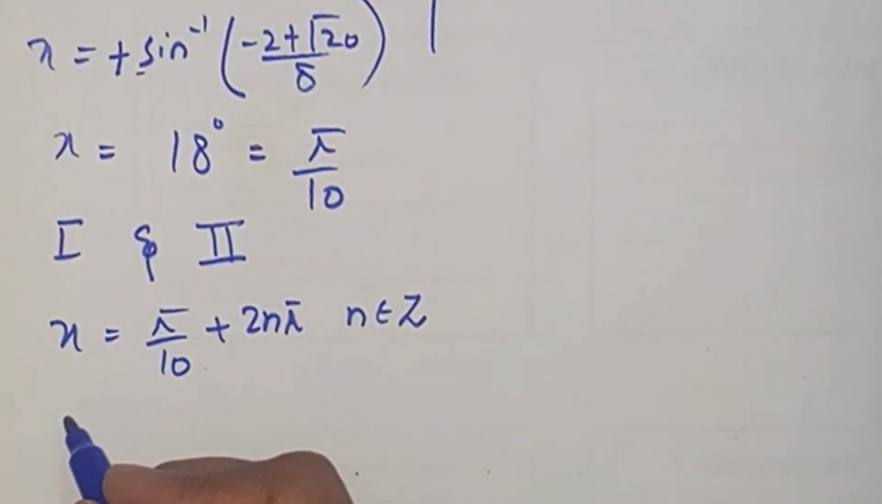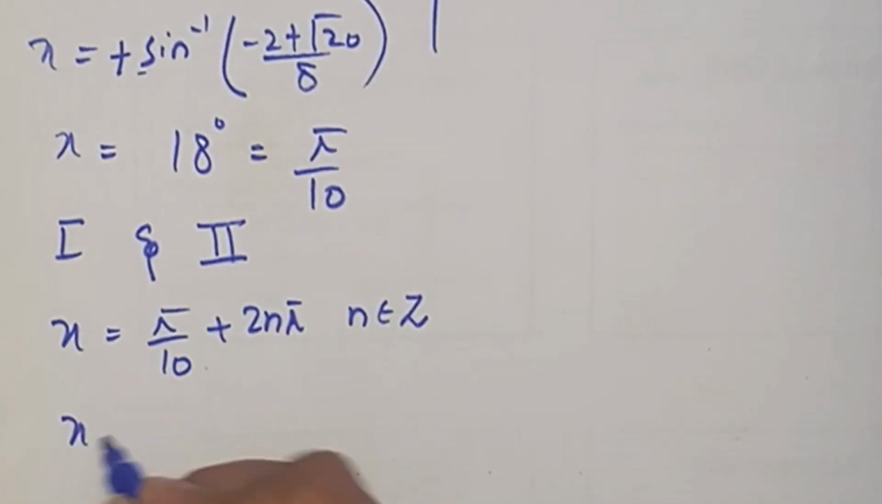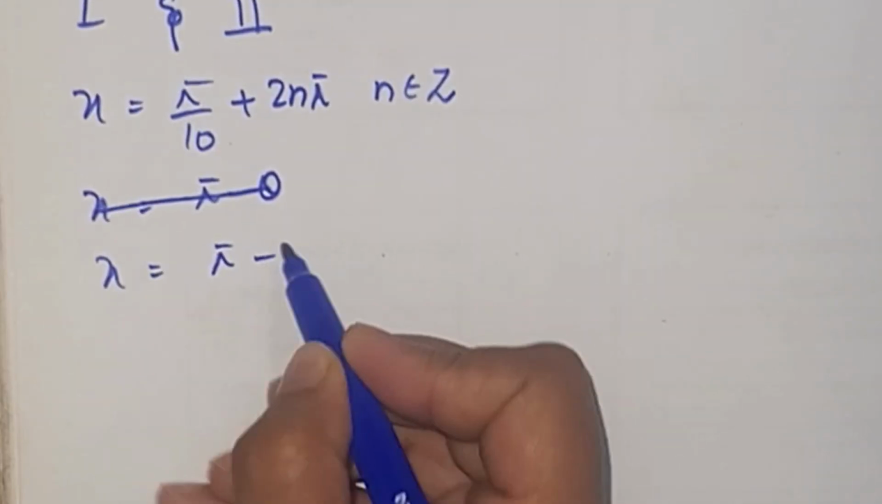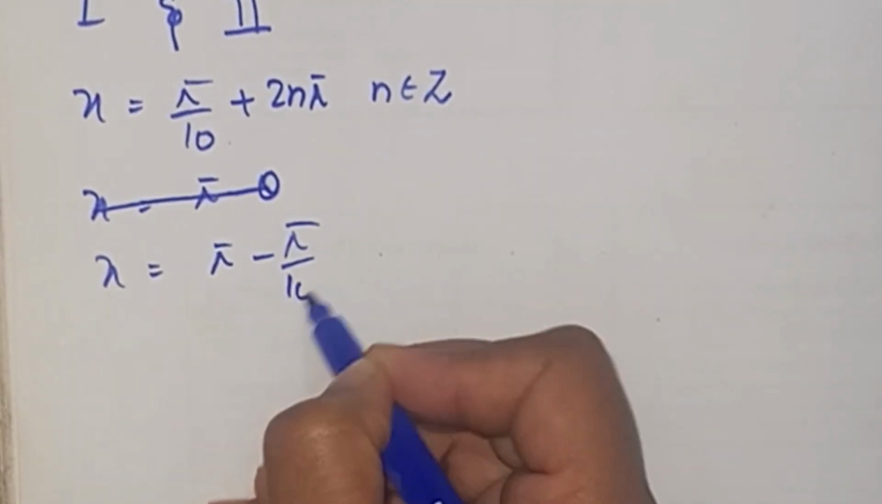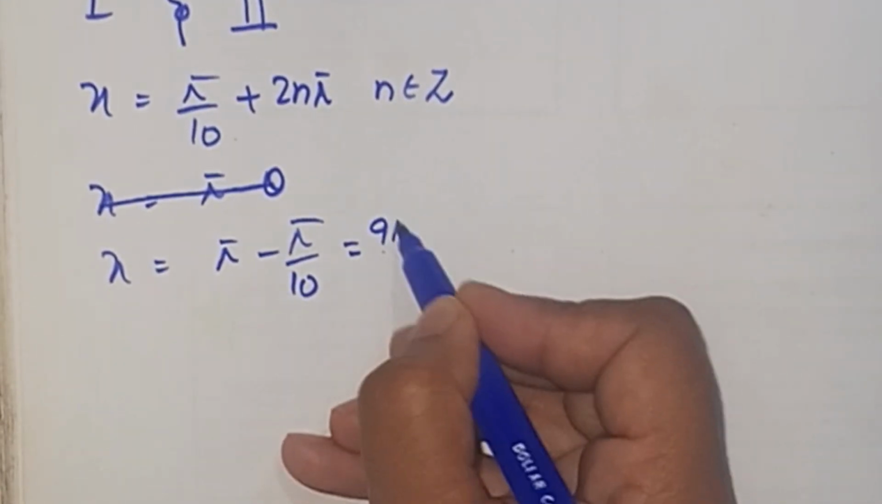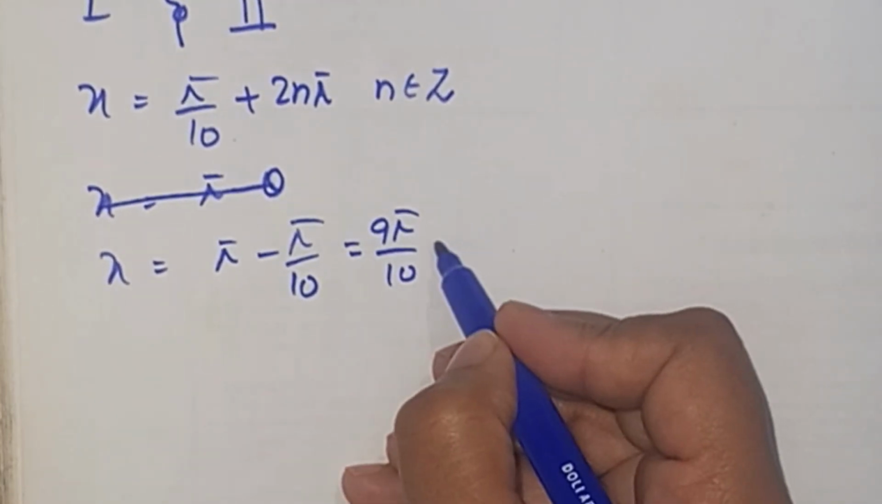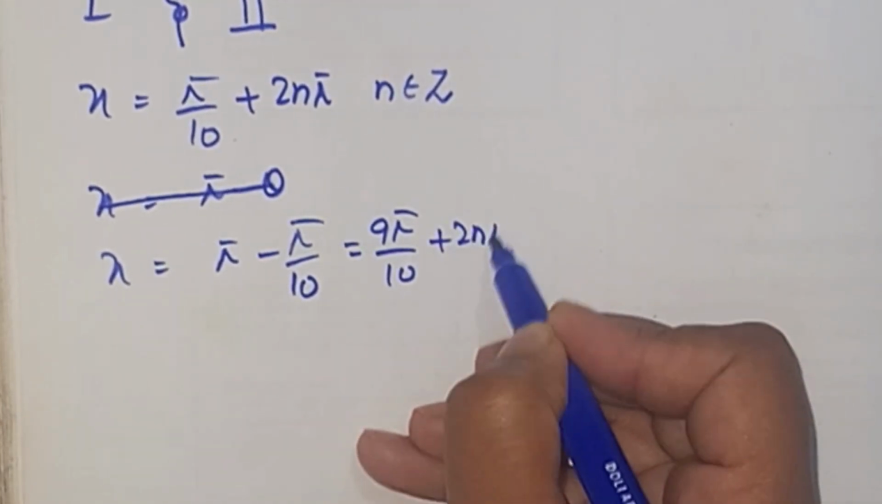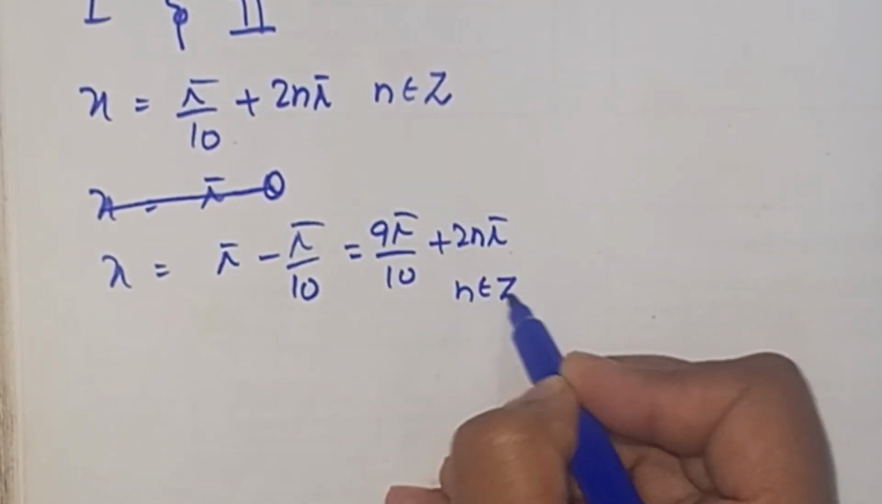We add the period of sine, which is 2n pi, where n belongs to the integers. For the second quadrant, we have x equal to pi minus pi by 10, so this is equal to 9 pi by 10. We add the period of sine, which is 2n pi, and n belongs to the integers.